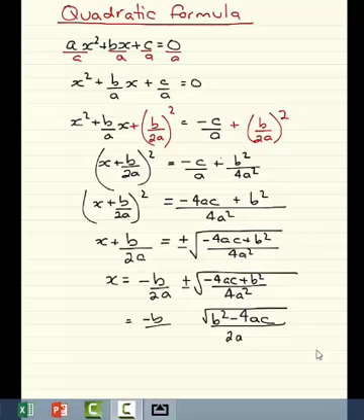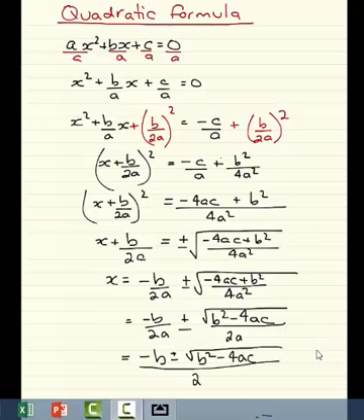So I've got minus b all over 2a plus or minus the square root of b squared minus 4ac all over 2a. Both of my fractions are over 2a, so I can then combine them, and I get minus b plus or minus the square root of b squared minus 4ac, all over 2a. And that is how I get my quadratic formula. So if you want to write it down, pause it now. If not, you don't have to.